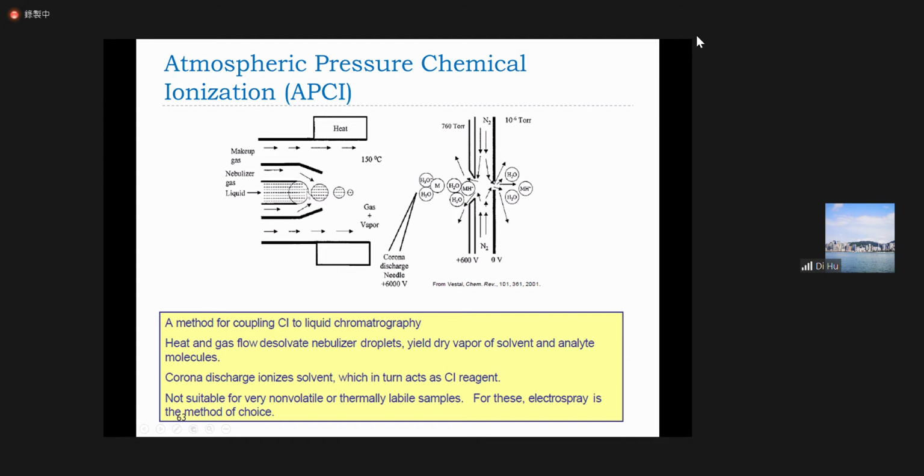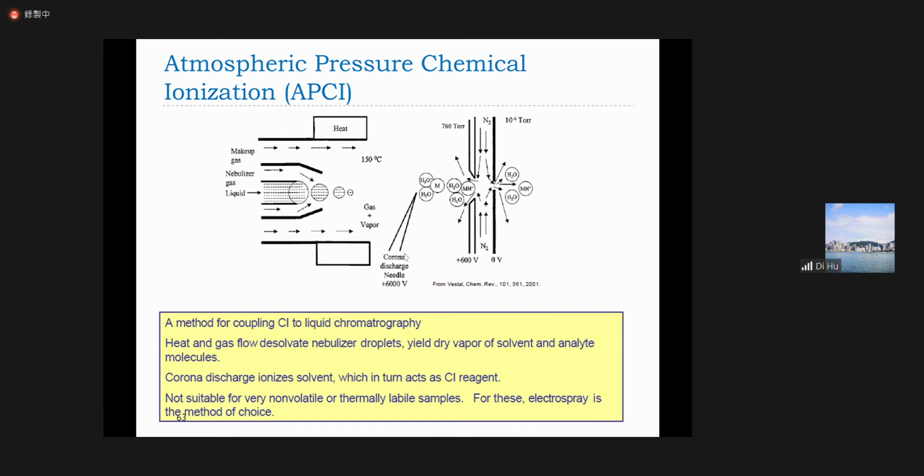So your compound, both the solvent, gas flow, and heat, they get desolvated. That means the solvent evaporates, desolvating the nebulized droplets, so both the solvent and analyte become gas vapor, just dry gas vapor. At this moment they're neutral, not charged. So how did they get charged?